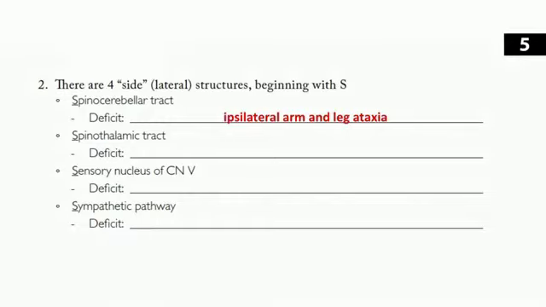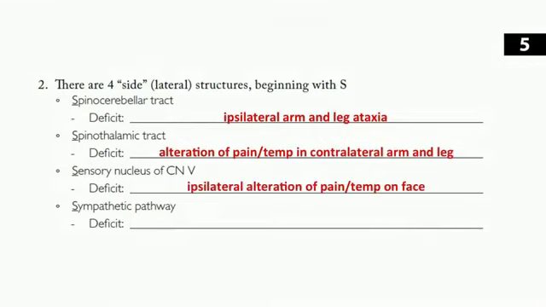The next S structure is the spinothalamic tract, which carries pain and temperature sensation. So the deficit would be an alteration of pain and temperature sensation in the contralateral arm and leg, and rarely on the trunk. Then you have the sensory nucleus of cranial nerve 5, which would cause ipsilateral alteration of pain and temperature sensation on the face.